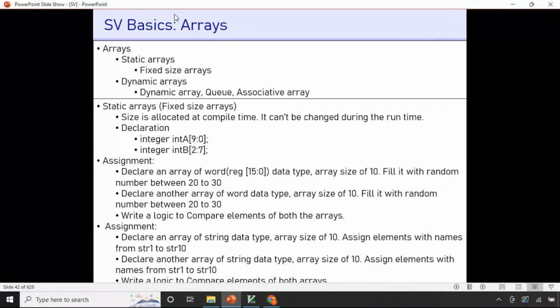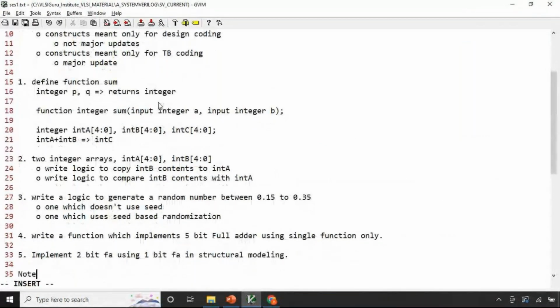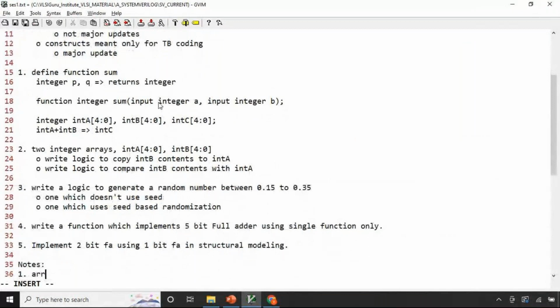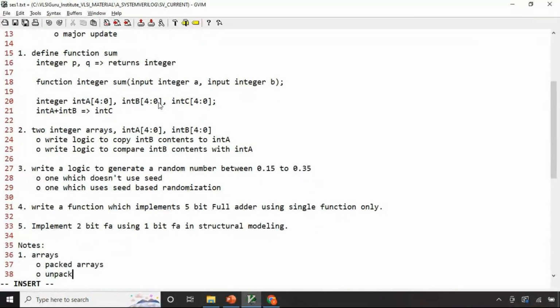So let us start with some basic concepts of SystemVerilog. Arrays. Arrays in SystemVerilog are of two types: static arrays and dynamic arrays. Even before that, let's do an even simpler classification of arrays. Arrays in SystemVerilog are packed arrays and unpacked arrays.